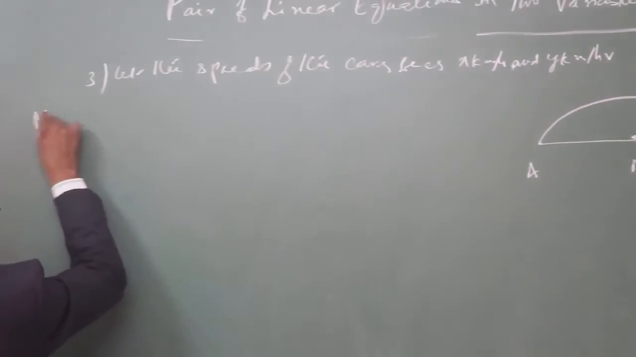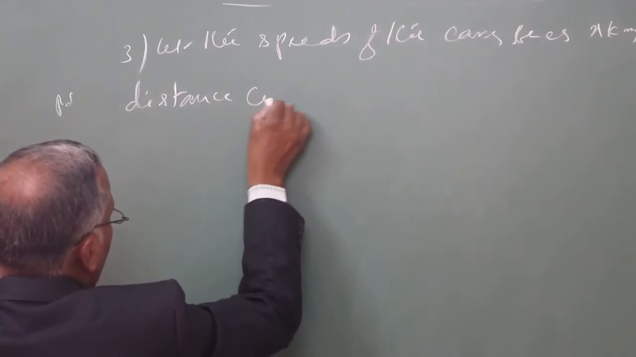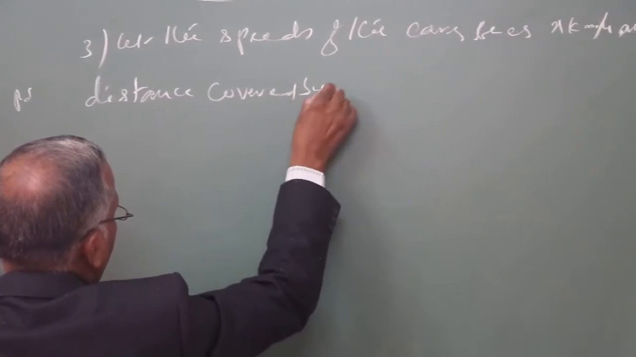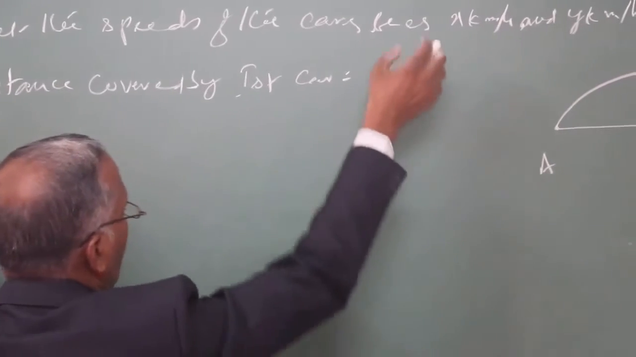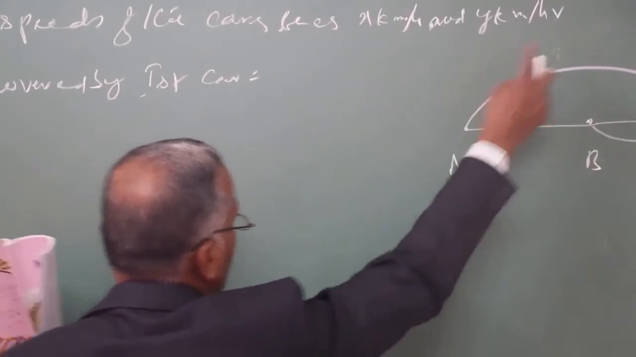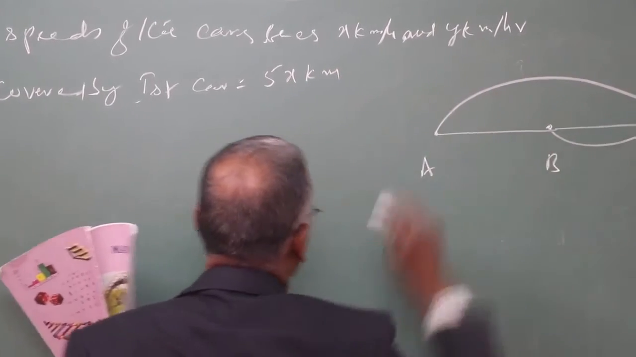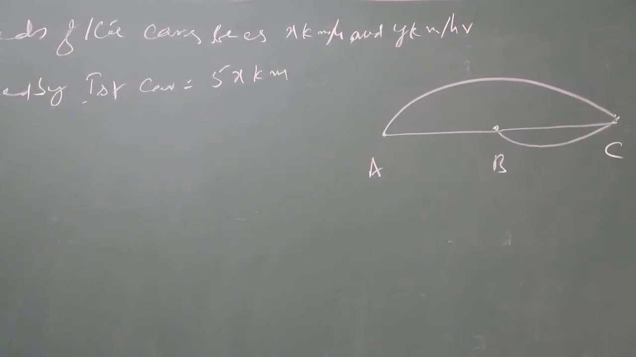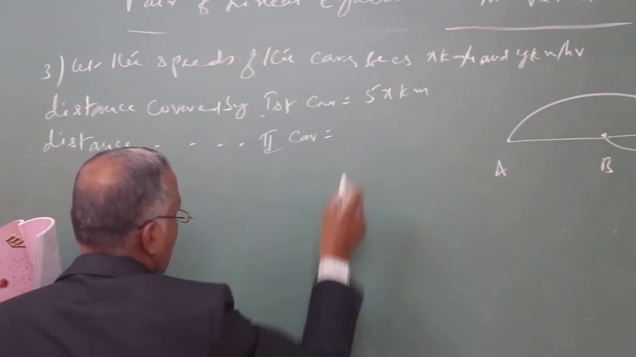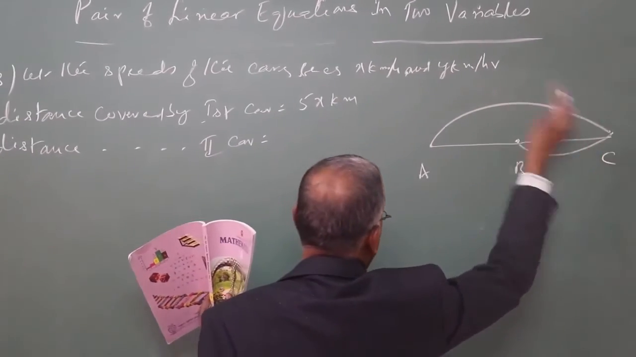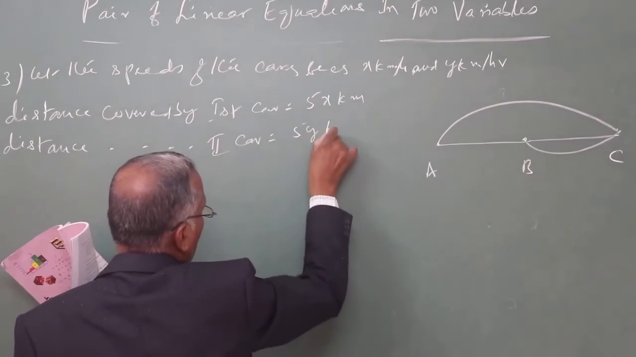Now, how do you write it? Distance covered by the first car. How much distance does it cover in 5 hours? In every hour x kilometers, means 5 into x, 5x kilometers. The first car covers this to reach the point C. Distance covered by the second car: the second car is moving with the speed of y kilometers per hour. It also traveled 5 hours. Therefore, 5y kilometers it covers.